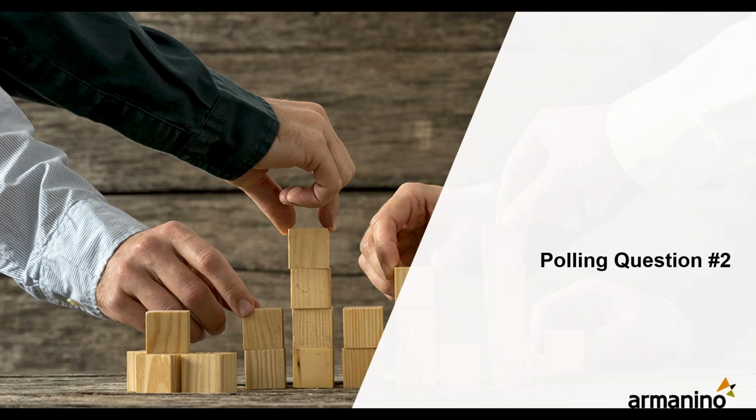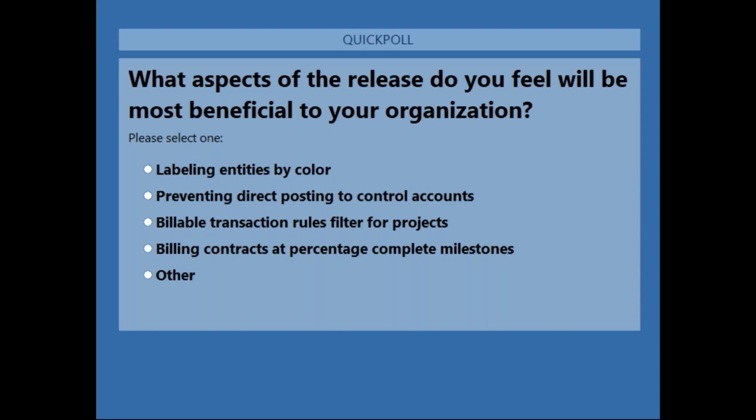And let's go ahead and ask another polling question. Tracy? All right, great. Thanks, Irene. So for our polling question number 2, what aspects of the release do you feel will be most beneficial to your organization? Please select one. Again, there is no wrong answer. Labeling entities by color, preventing direct posting to control accounts, billable transaction rules filter for projects, billing contracts at percentage complete milestones, or other. And if you do have an other, feel free to put that in the comments. We'd love to see what that is.